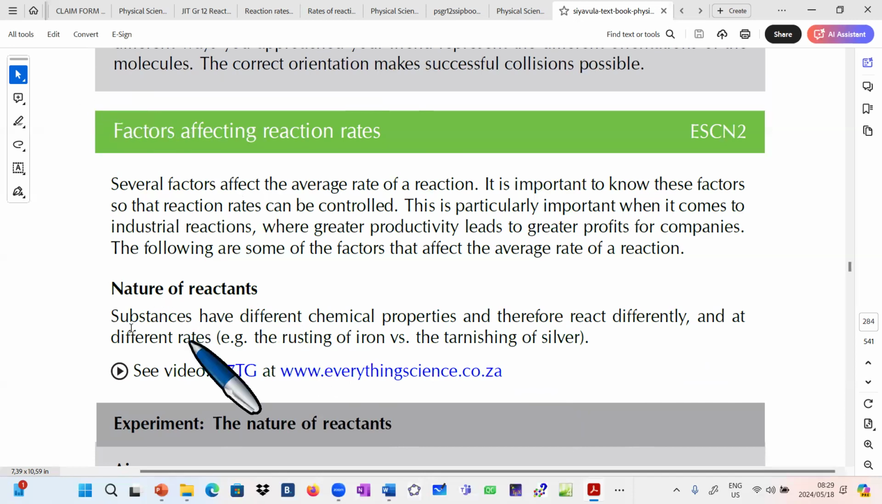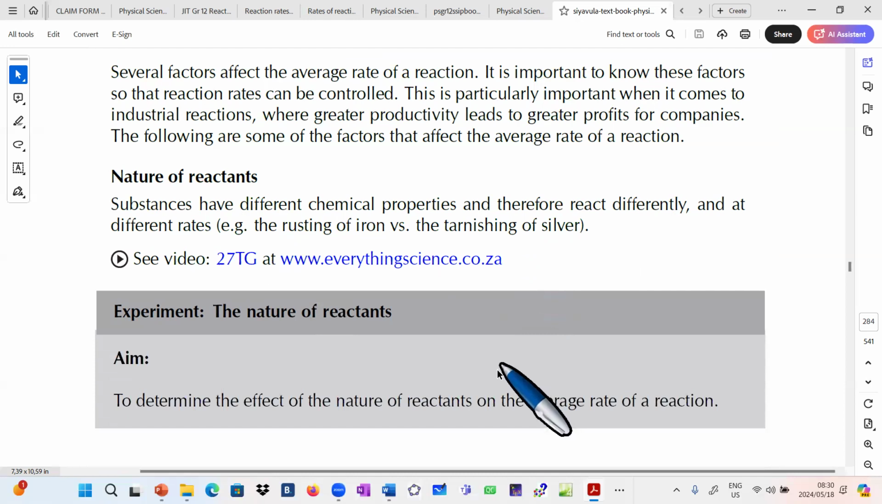So the nature of reactants becomes very important. As factors that affect reaction rates, we look at the nature of the reactants. Substances have different chemical properties and therefore react differently and at different rates, for example, the rusting of iron versus the tarnishing of silver.